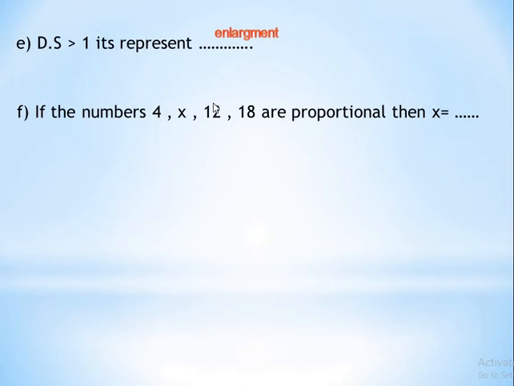If the numbers 4, x, 12 and 18 are proportional, then x equals? Let's remember. The middle numbers we call the means, and the first and last numbers are extremes. So we are going to multiply 4 by 18 over 12. It will be 6.